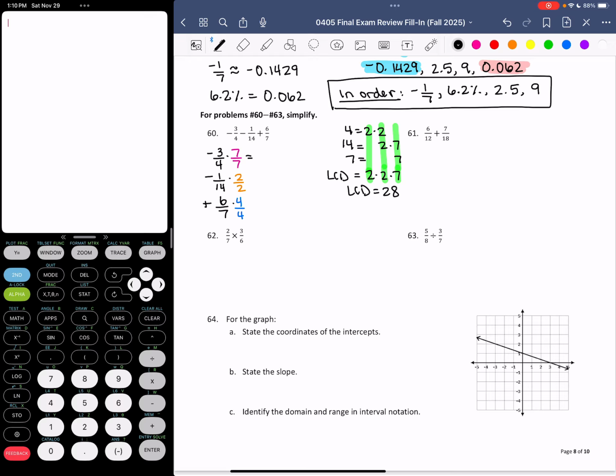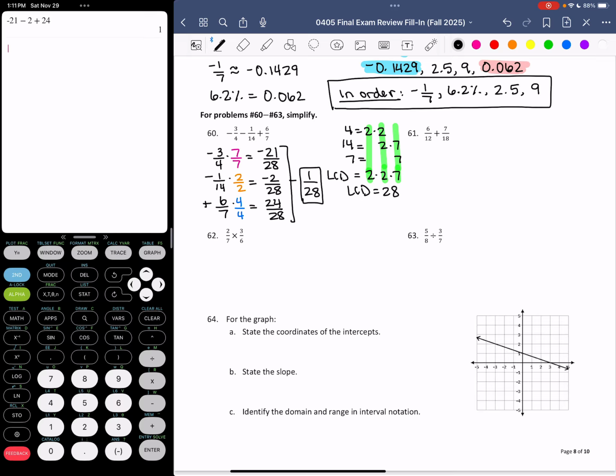So let's see what we get. Negative 21 over 28. Negative 2 over 28. And a positive 24 over 28. Well, now we just need to combine the top numbers, right? We have negative 21 minus 2 plus 24. And that gives me 1. I guess it does. 1 over 28.